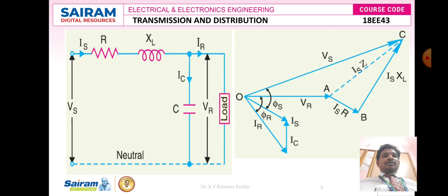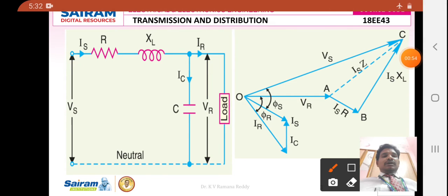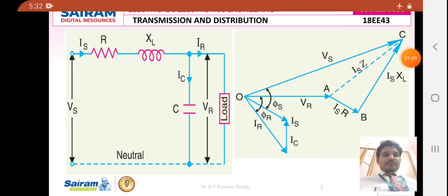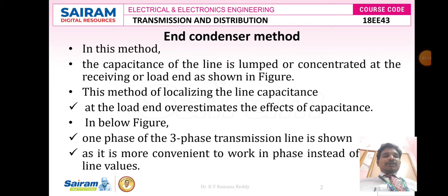Here we can look at this figure very clearly. Here I have taken the capacitance as a reference at the receiving end side. This is nothing but the amount of capacitance which is taken as a lumped parameter for a given length of the transmission line. So this method of localizing the line capacitance at the load end overestimates the effects of capacitance.